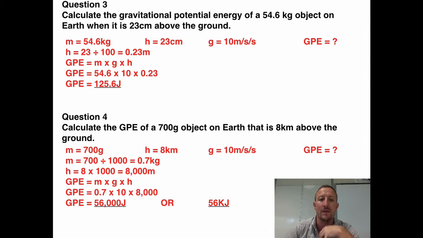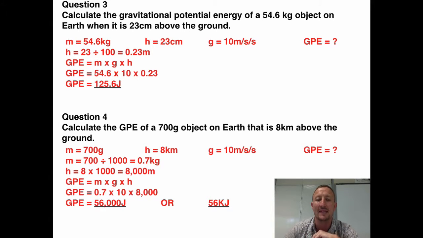So the first one, the mass, it's 700 grams. So I've got to divide that by 1,000 to find what it is in kilograms. So it's 700 divided by 1,000, which is 0.7 kilograms. For the height, I've got to convert 8 kilometers into meters. So I've got to multiply by 1,000 because there are 1,000 meters in a kilometer. So it's 8 times 1,000 gives me 8,000 meters.